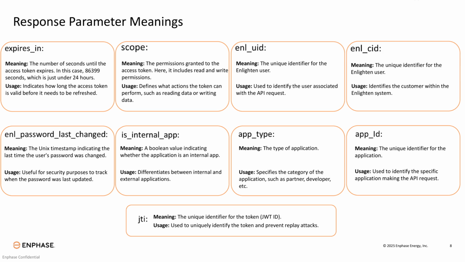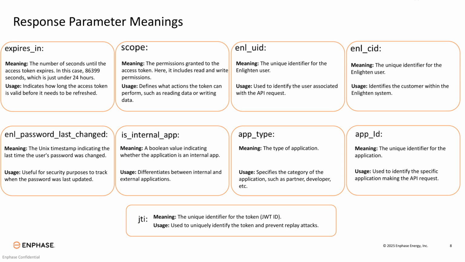Scope refers to the permissions granted to the access token. Here it includes read and write permissions. In API, it is used to define what actions the token can perform, whether these actions be reading data or writing data. The ENLU ID is the unique identifier for the Enlighten user. It is used to identify the user associated with the API request.